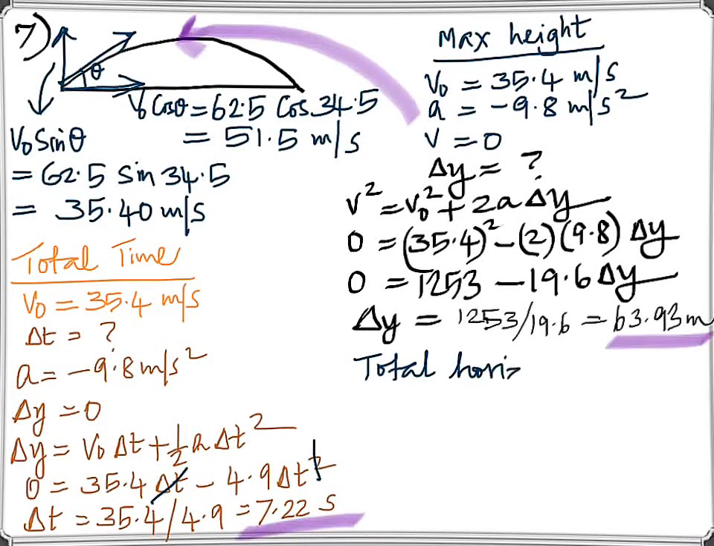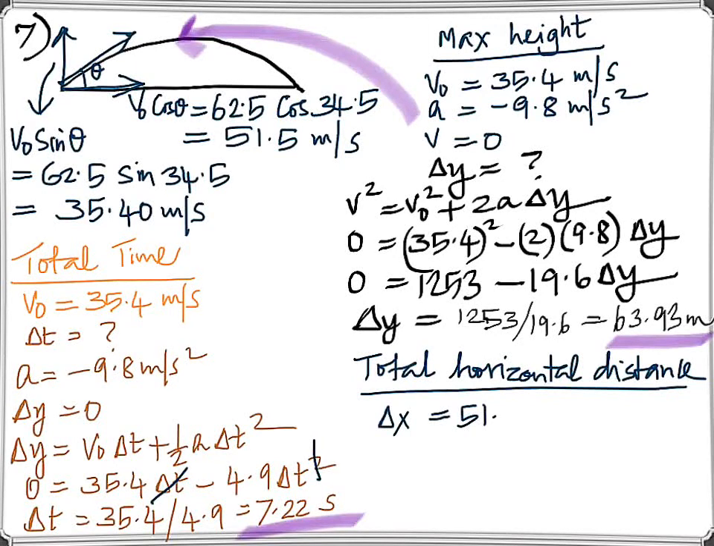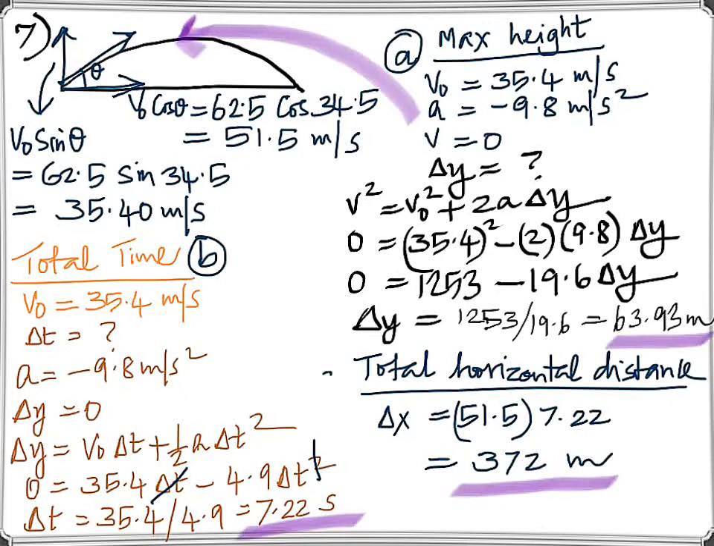Now to find the total range or horizontal displacement, the only equation that can be used is delta x is the horizontal multiplied by the time. Gives 372 meter.